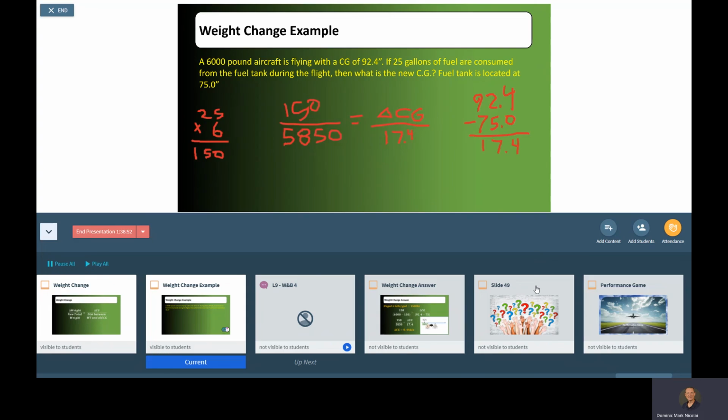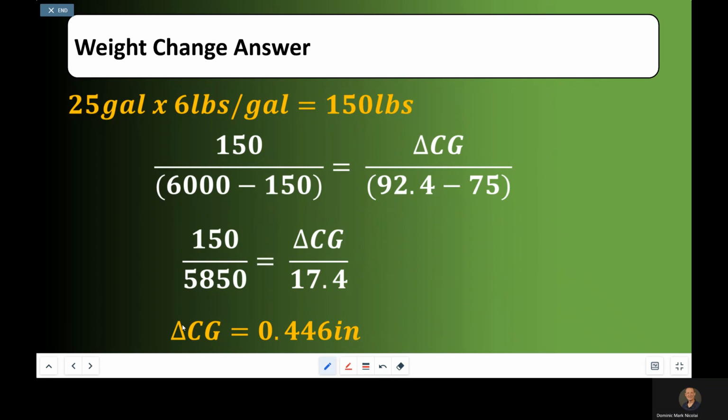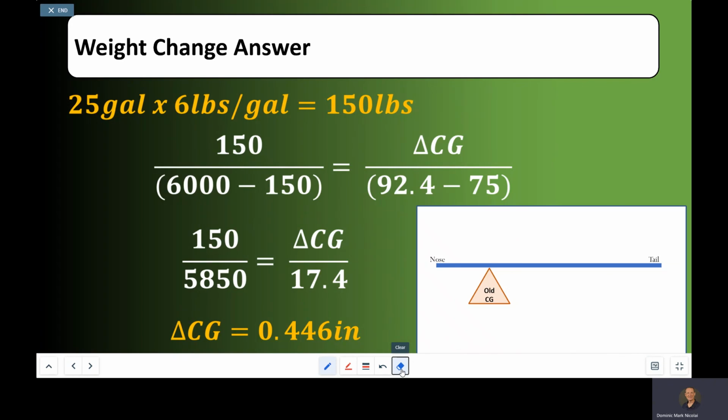I'm going to jump ahead here. Because when we come up with the solution to this problem, all we get is how far did the center of gravity change? Well, what is the new center of gravity? I want to introduce the teeter-totter concept to you. Think of our weight and balance. Our center of gravity location is a fulcrum on the teeter-totter here. So we got the nose here on the left side and the tail's the right side.